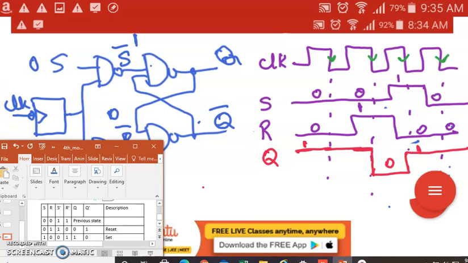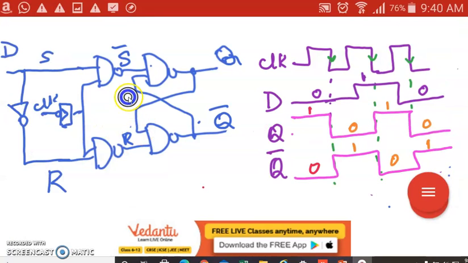Then we'll look into the D flip-flop negative edge trigger. The basic building block for any flip-flop is an SR flip-flop or an SR latch. This is with a NAND latch, and we know how this SR will work. Now we'll convert this SR into D. The truth table of the D flip-flop has only one input, the D.